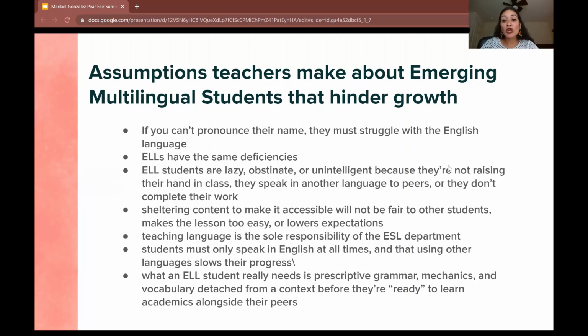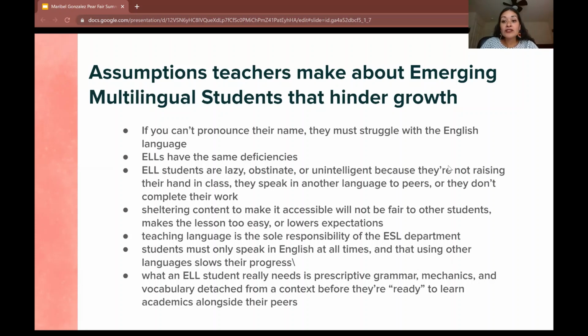You have to help them, encourage them, make it accessible, scaffold the materials so that it increases in complexity and they're able to reach the goals that they create for themselves. So differentiation is an approach that is grounded in punitive culture and also in deficit thinking. Another assumption is that teaching language is the sole responsibility of the ESL department. So segregated learning is not an equitable approach to education.